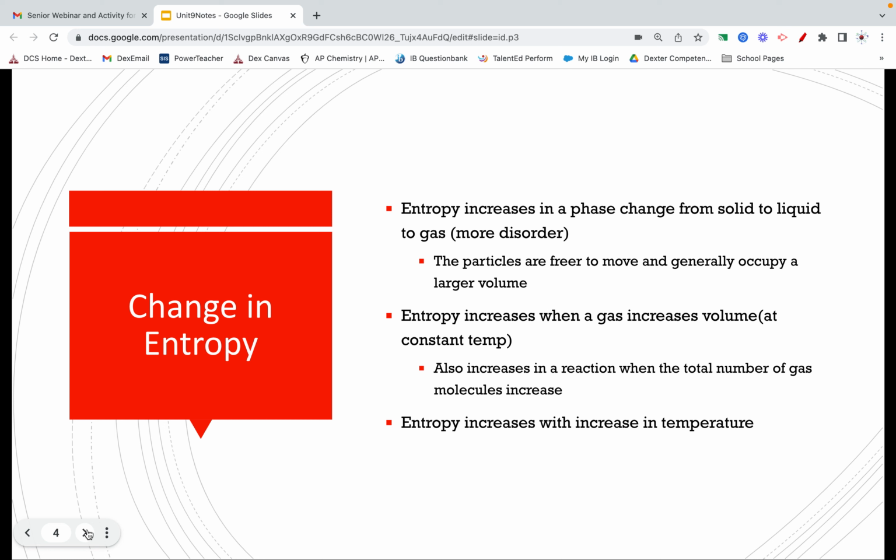We're just going to stick with the idea that the more disorder, or the more dispersal, is a higher entropy. Entropy increases as a gas increases in volume, again, because there's more places where it can be, so there's more disorder available. And then entropy increases with increasing temperature. That should also make sense because the energy increases.